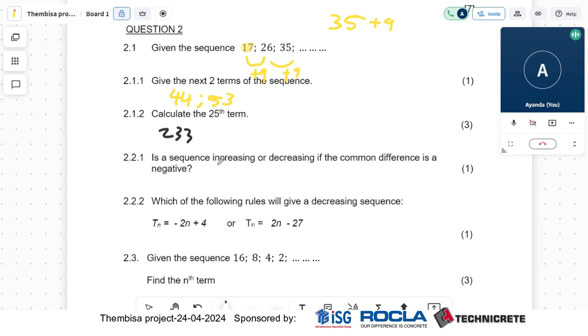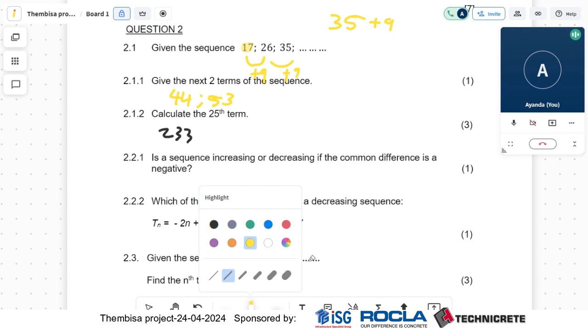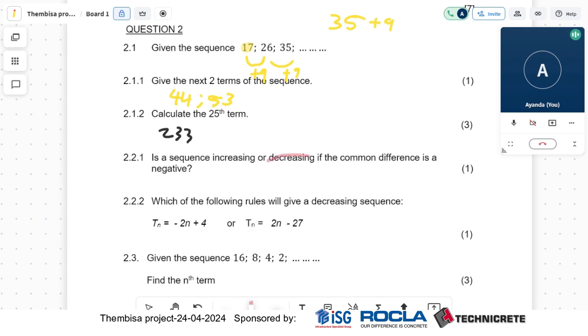Here's a theoretical question. 2.2.1 asks, is a sequence increasing or decreasing if the common difference is a negative? Let's look at the sequence we were given up here. Our common difference here was a positive. And when your common difference is a positive, it means that you're adding numbers. And so the numbers will be increasing, or your sequence will be increasing. So if your common difference is a negative, that means you're subtracting from your previous numbers. And so that means that your sequence will be a decreasing sequence.